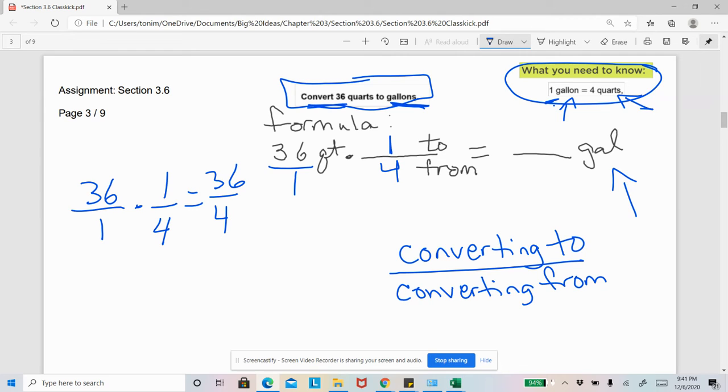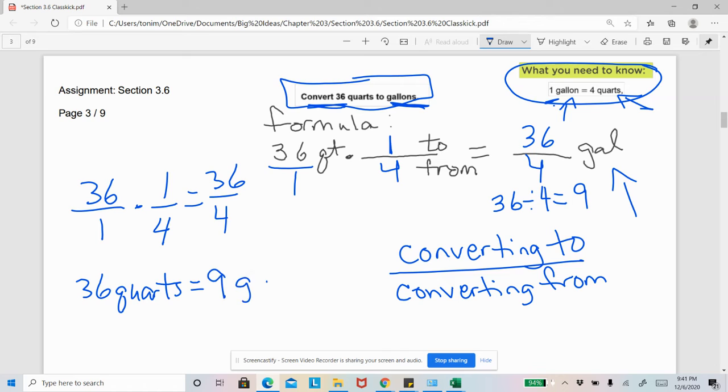So 36 times 1 is 36. 1 times 4 is 4. Well, we know what a fraction line means. A fraction line means division. So you're really doing 36 divided by 4, which gives us 9. So this is helping me answer my question. So it's going to be 36 quarts equals how many gallons? It equals 9 gallons.